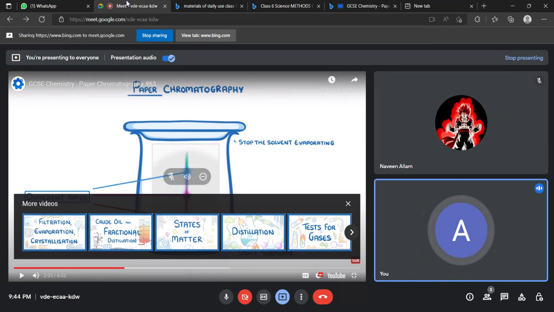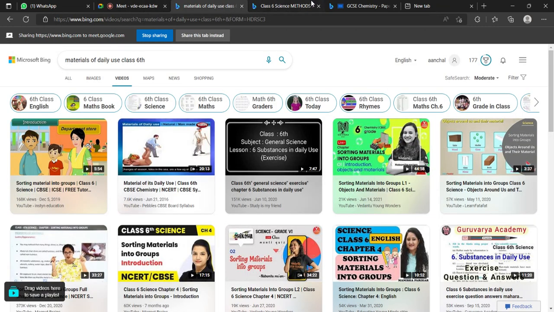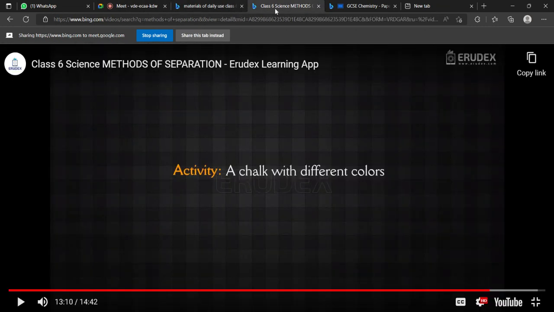So I think we are done with all the methods of separation. There's just one more activity left that you can see. This one also we used to do in our homes, right? You can also try doing it. I'll just share the screen.